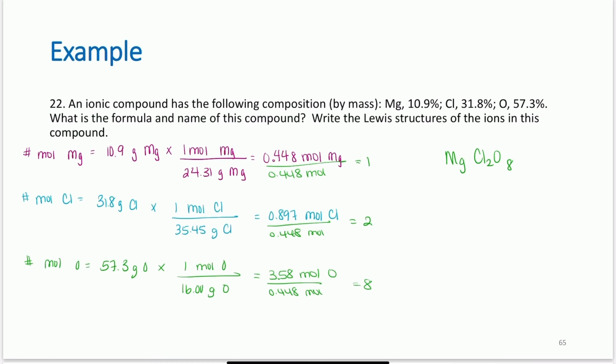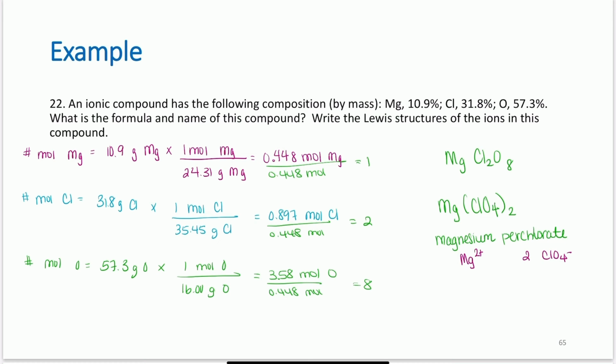So MgCl2O8. Now this may be hard to see, but this gives me Mg(ClO4)2, which is magnesium perchlorate. Mg2+ and 2 moles of ClO4-. So let's show the Lewis structure of ClO4-. The Mg2+ is just going to look like this. It's a Lewis dot structure, it doesn't have any electrons.